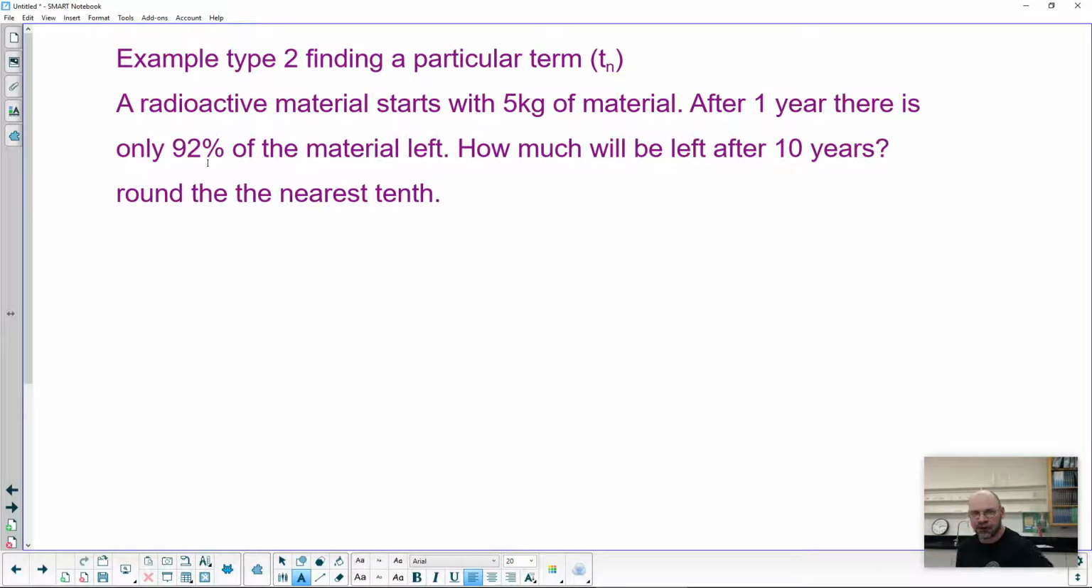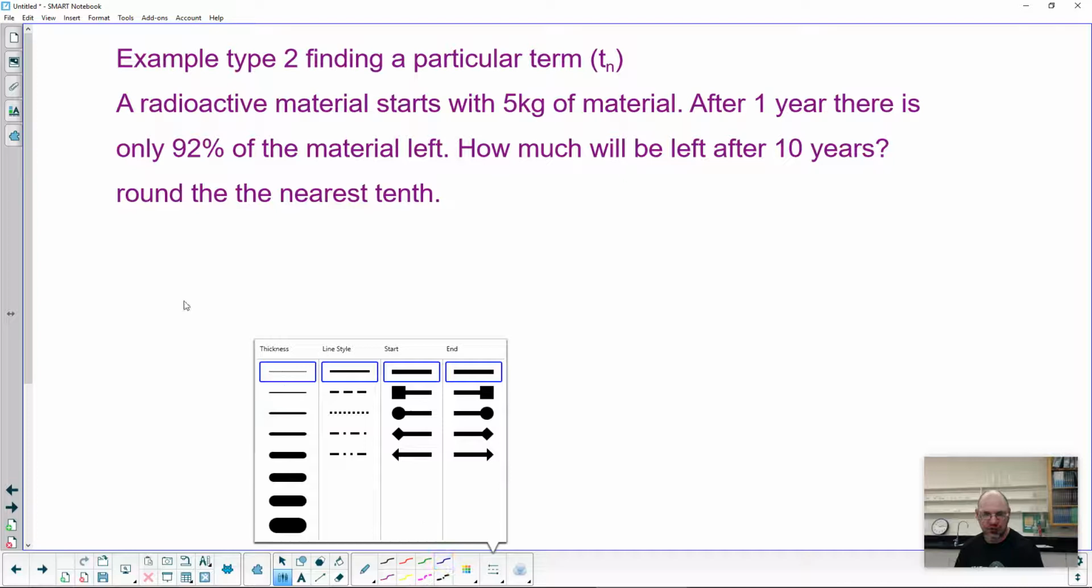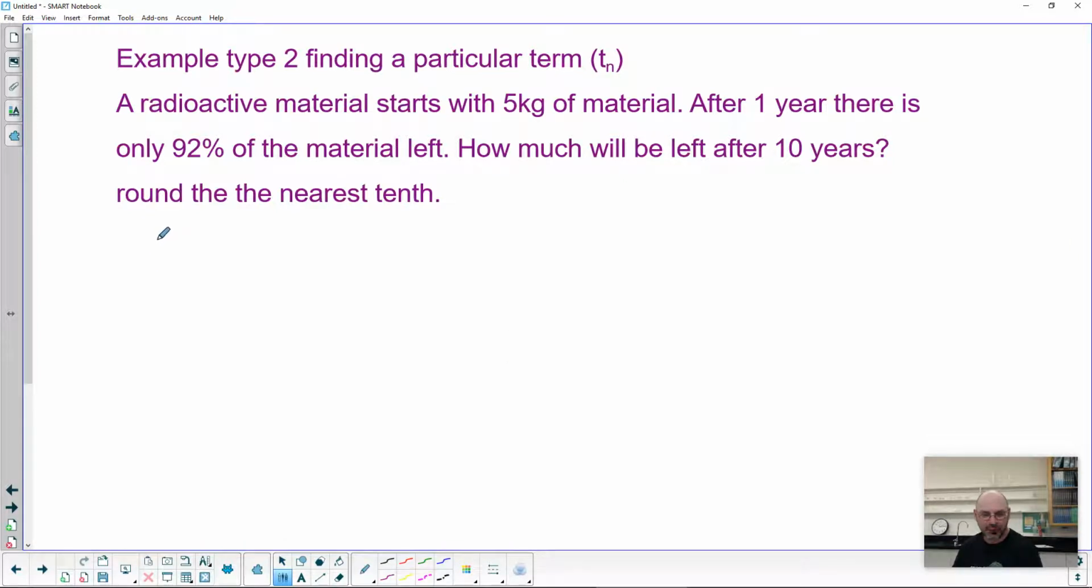Okay, so this is finding a Tn. We have to find out what we know to start. A radioactive material starts with 5 kilograms of material. Now I should put in here that it follows a geometric sequence, because how do we know that it does or doesn't? But we're going to assume that it does. We should have probably put that in there. So we know that the first term of this sequence is 5 kilograms. And I'm going to put 5.0 because it says round to the nearest tenth. So that'll help me remember.